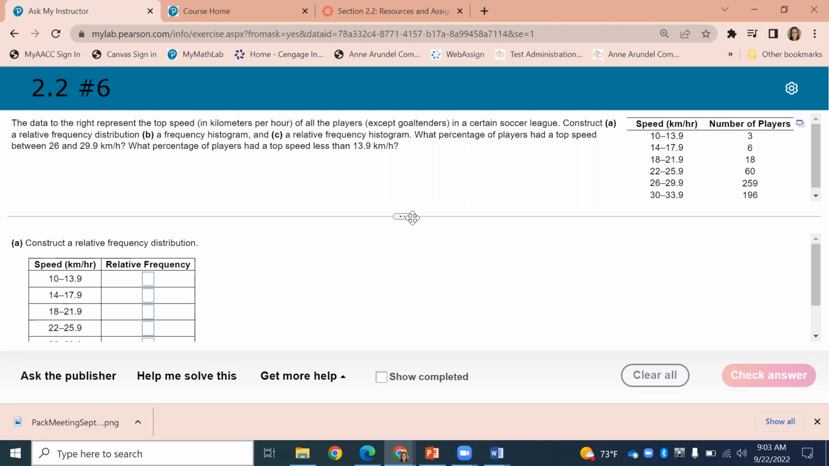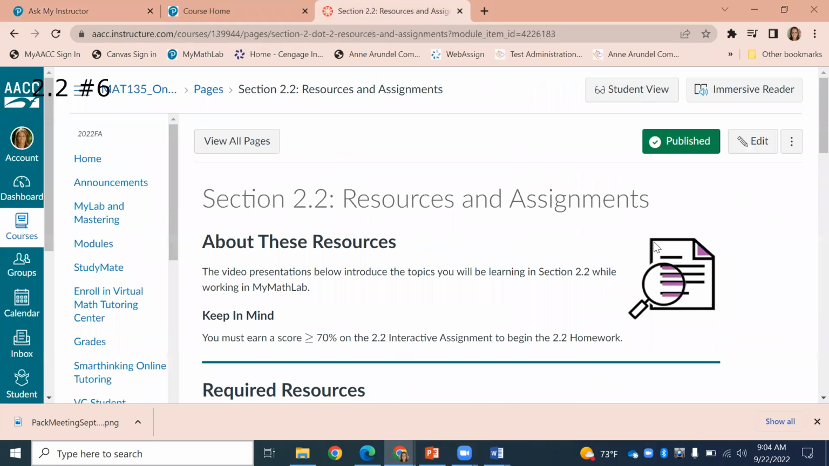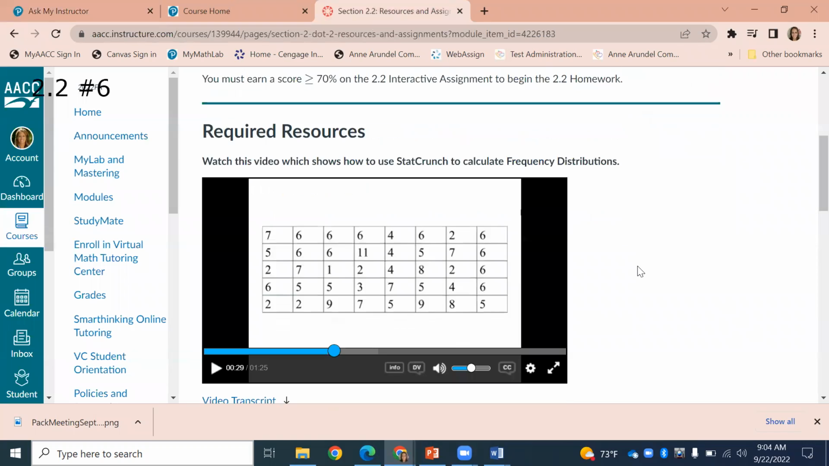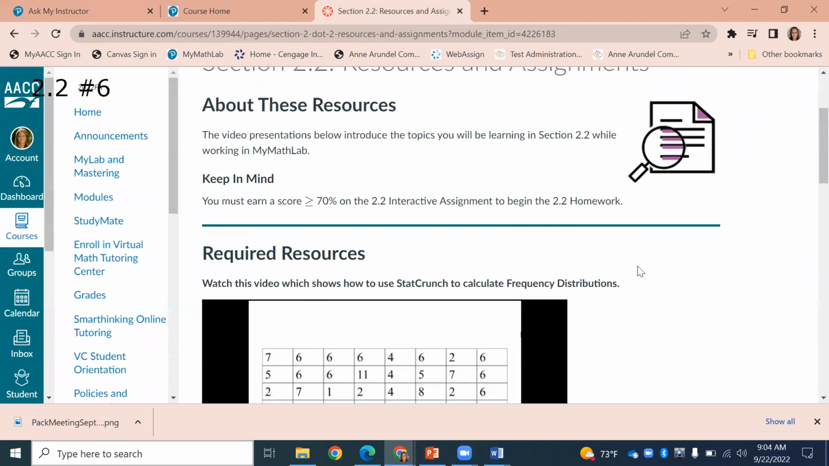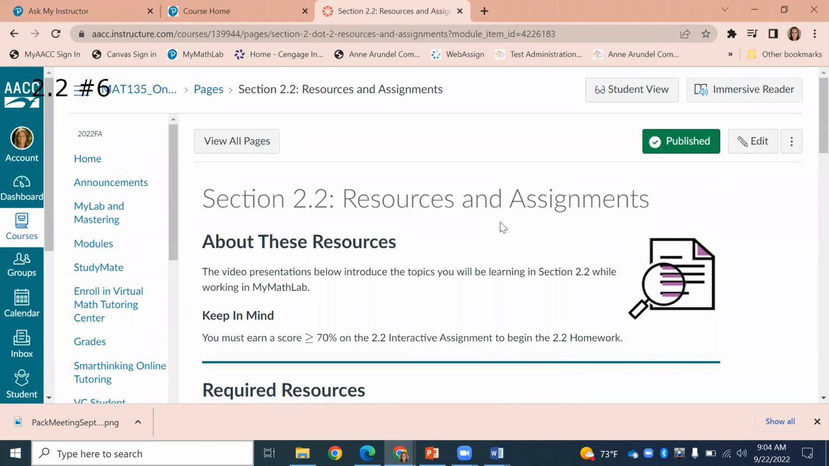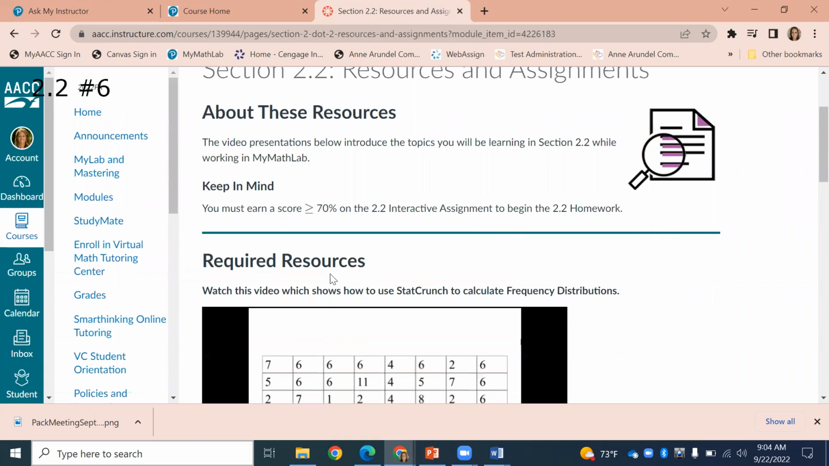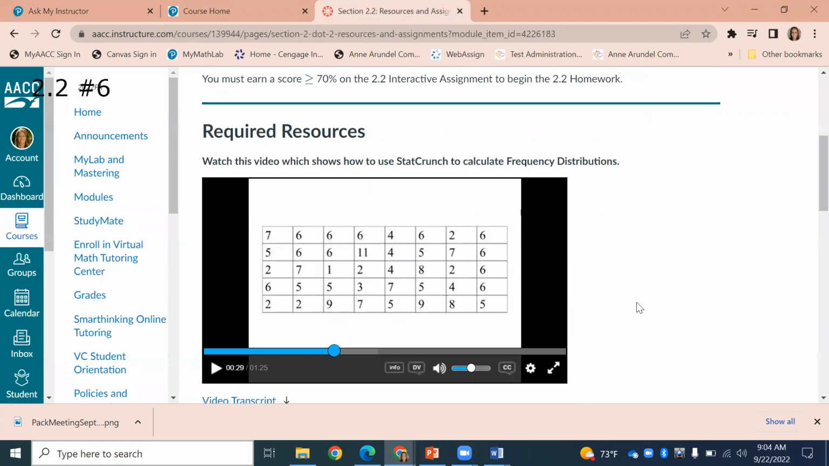Just a little reminder, the videos inside our Canvas course are very helpful. If you watch this particular video from 2.2, section 2.2 resources and assignments, it says required resources, watch this video. It shows how to use StatCrunch to calculate relative frequencies and distributions. Great. However, the example shown there has raw data. It's just all of the numbers listed out for us: 7, 6, 6, 6, 4, 6, 2, 6.